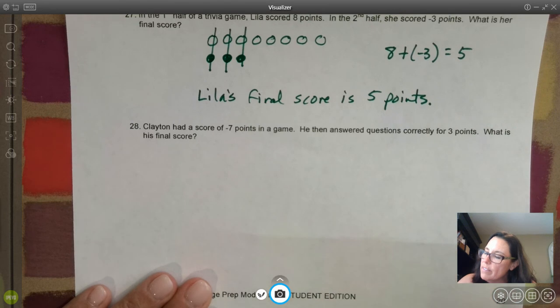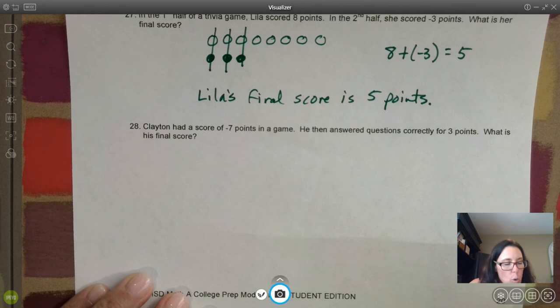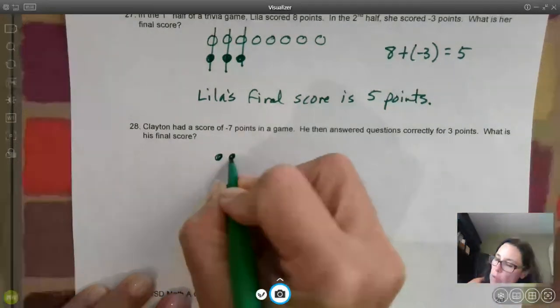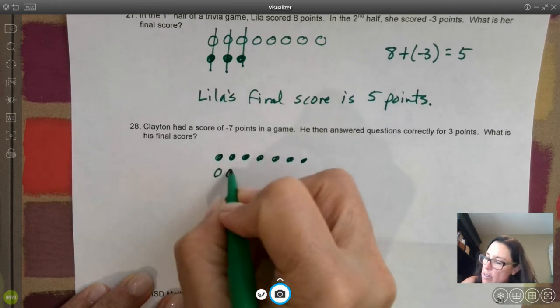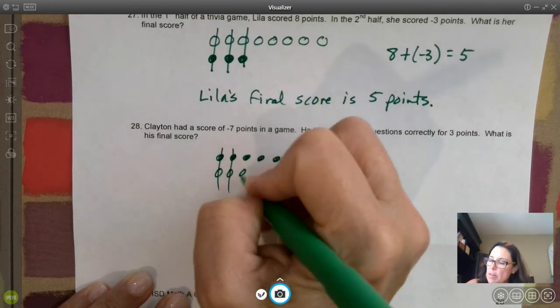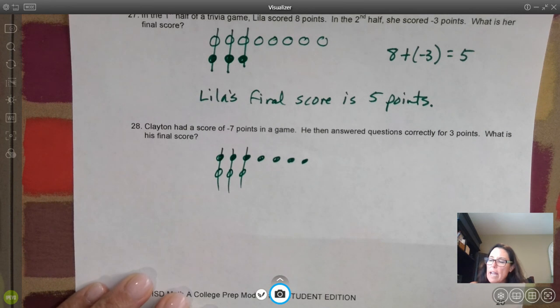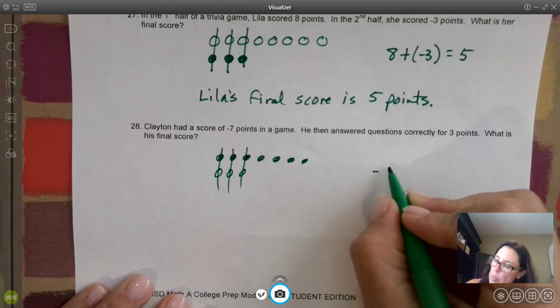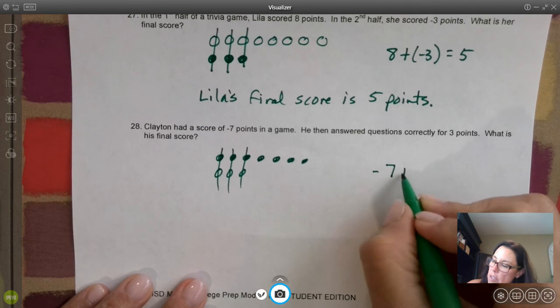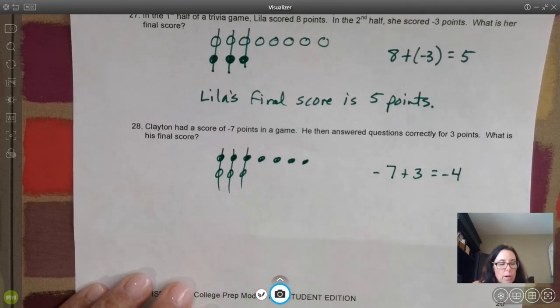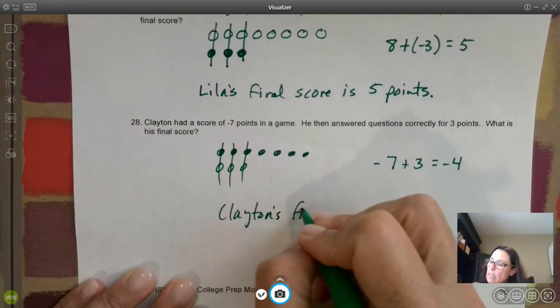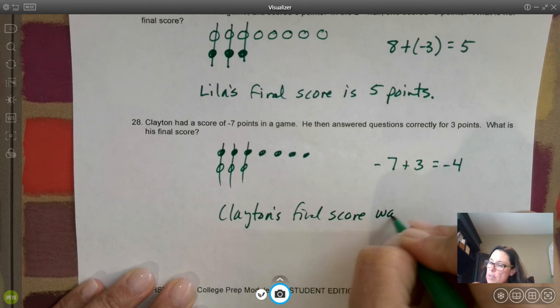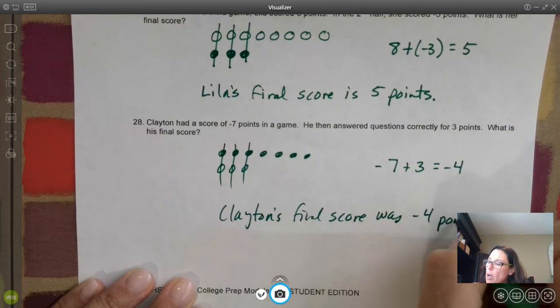Okay, Clayton had a score of -7 points in a game. He then answered questions correctly for 3 points. What is his final score? Okay, so 7 negatives. 1, 2, 3, 4, 5, 6, 7. 3 positives. Got some 0 pairs here. So I'm looking at 4 negatives. Okay, so our expression here would be -7 plus 3 positives. We end up with 4 negatives. So Clayton's final score was -4 points.